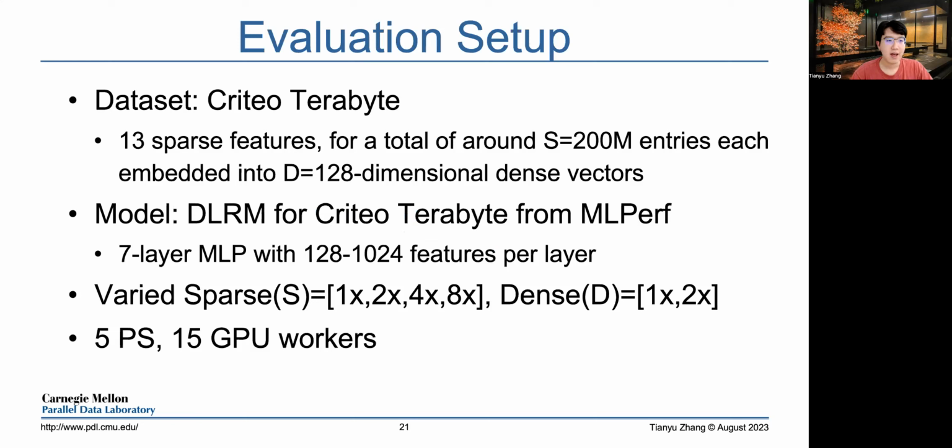Finally, evaluation. We evaluate our system on the Criteo Terabyte dataset, which is pretty much the industry standard. It has 13 sparse features for a total of around S equals 200 million entries in the embedding table, each embedded into dense D equals 128 dimensional vectors. The model we use is DLRM for Criteo Terabyte from MLPerf. This is a 7-layer MLP with these many features per layer. We varied the sparse parameter S dimension from 1 to 8x and dense parameter D from 1 to 2x. We benchmarked our system on a cluster of 5 parameter servers and 15 V100 GPU workers on AWS.